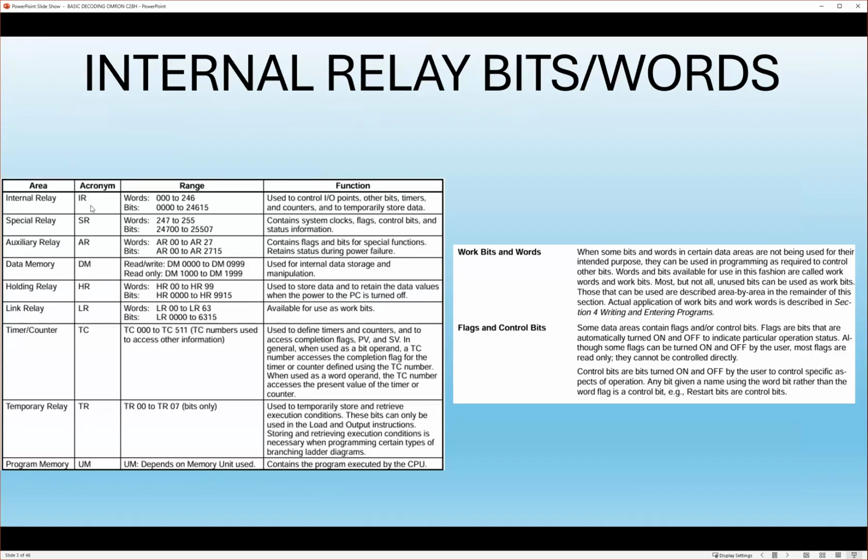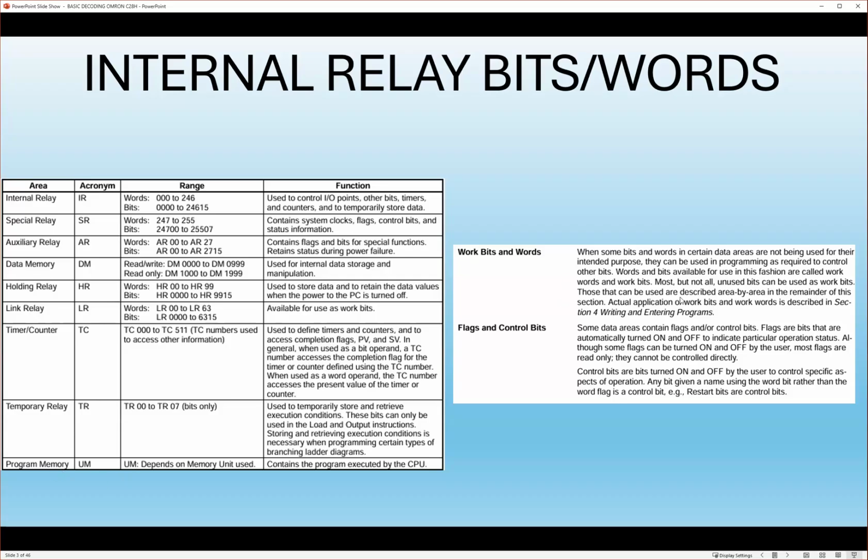So IR stands for internal relay. SR is special relay. AR will be our auxiliary relays. DM is our data memory. HR are our holding relays. LR are our link relays. TC, those will be our timers and counters. TR is temporary relay. And UM is program memory.